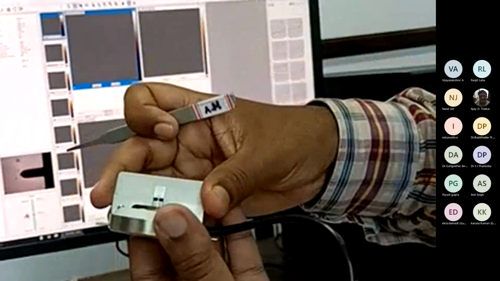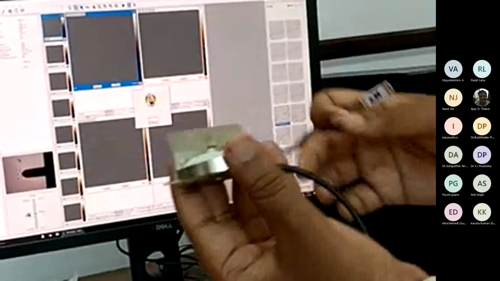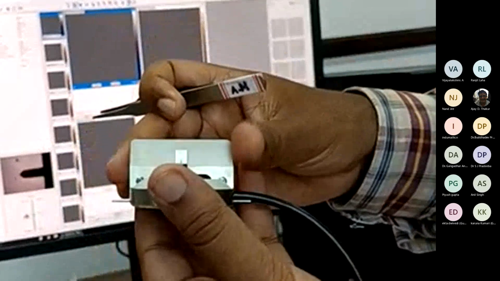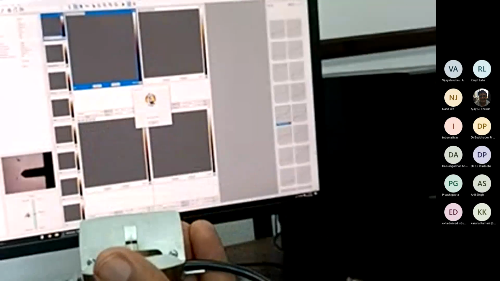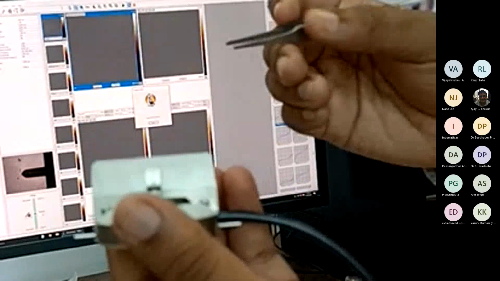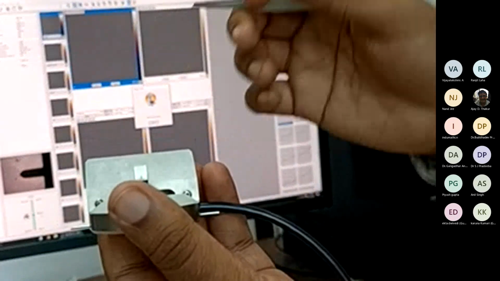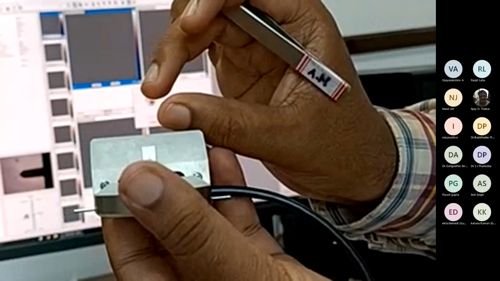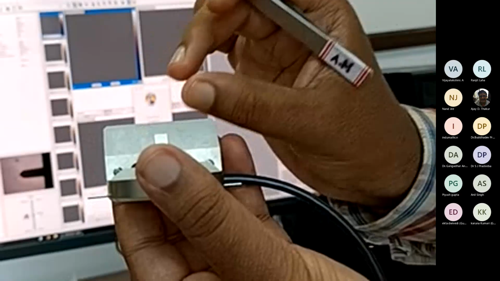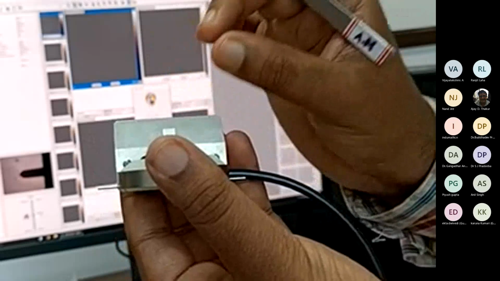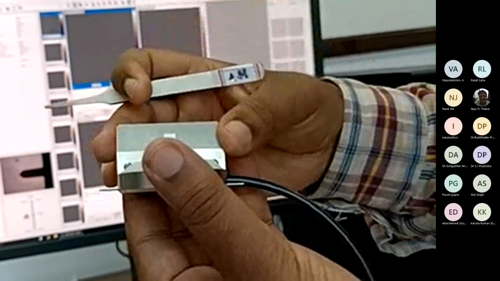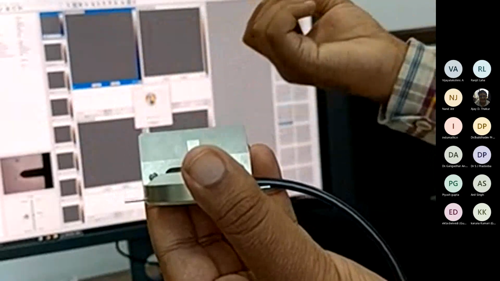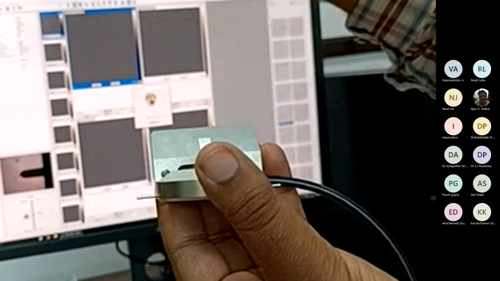STM works mainly on the basis of quantum tunneling. So here it doesn't experience the force. Instead of that, it measures the tunneling current between the conducting sample and the tip, and the distance between the sample and the tip is of the order of 1 nanometer, maybe less. And we mainly observe the current in the range of nanoampere.